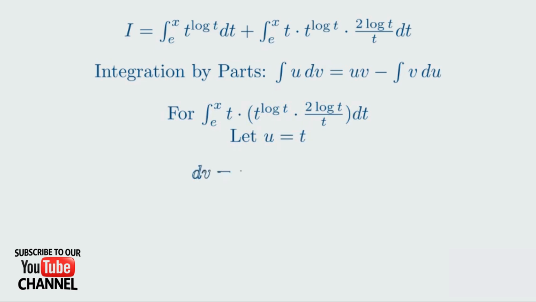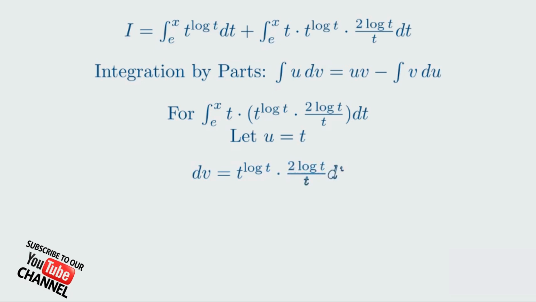So, dv is t to the log t times the quantity 2 log t over t dt. Wait, is this a good choice? Let's check. To use the formula, we need to find du and v. The derivative of u with respect to t is 1, so du is simply dt. This is very simple, which is good. So du equals dt. Now for v.